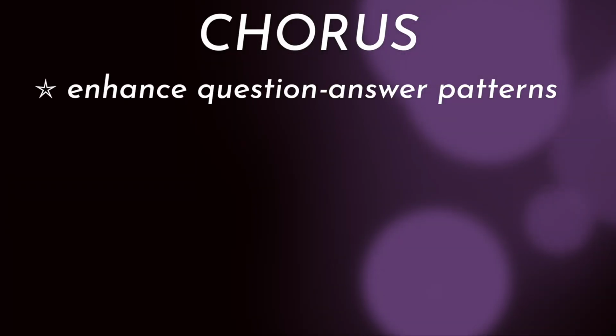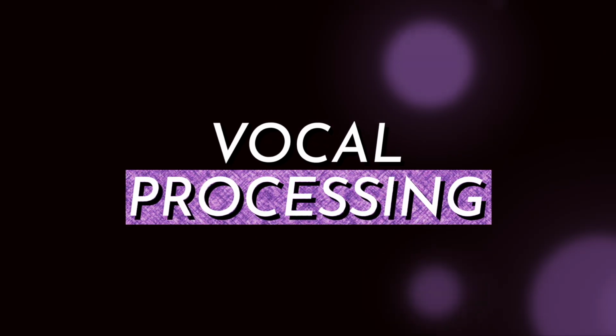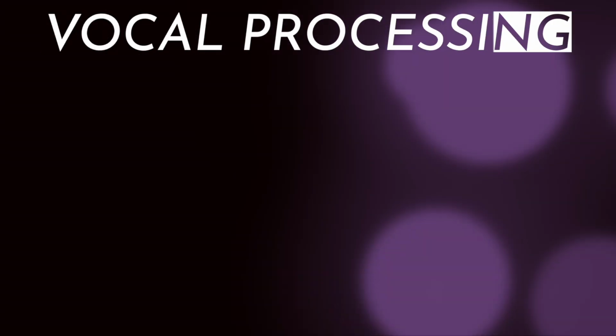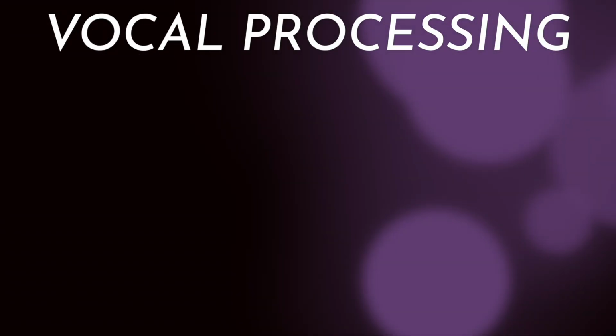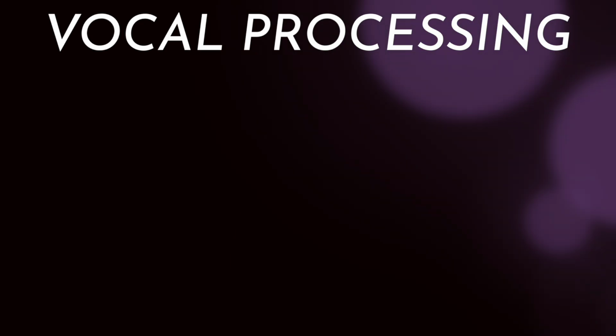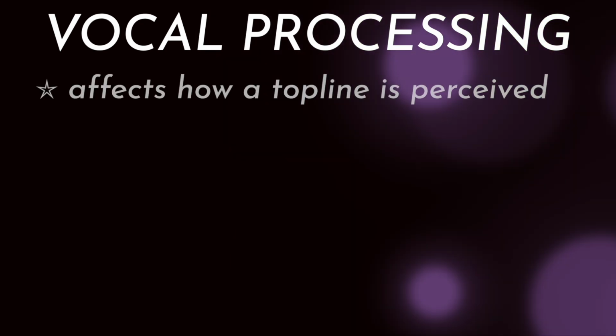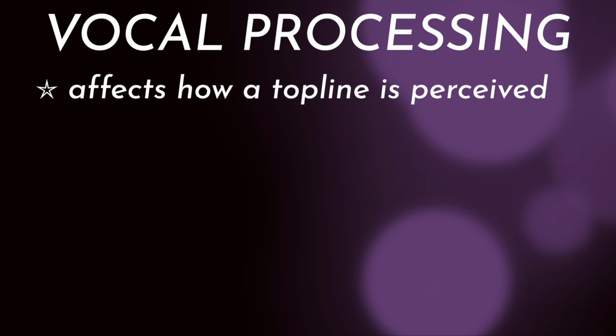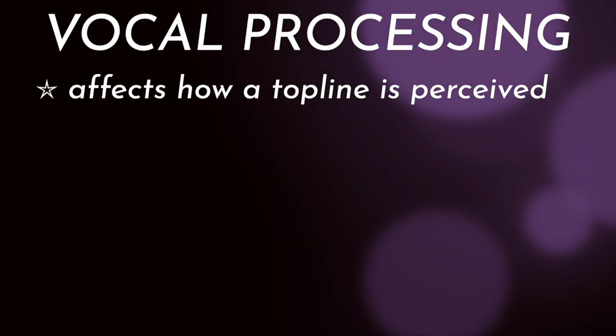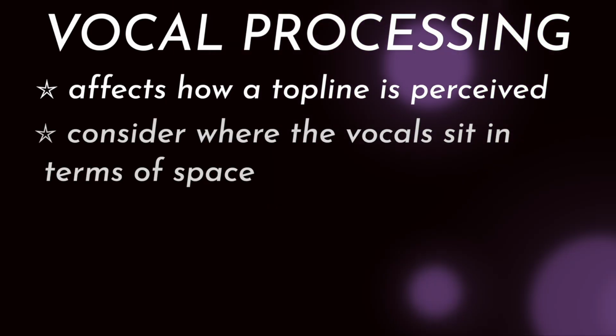But there is one more aspect of vocal production which we can't ignore here. This is truly a huge topic which deserves its own series, but we can't not mention it here too. The way we choose to process our vocals will vastly affect how we perceive a full vocal arrangement and a whole song. We said earlier that we should think about vocal arrangement in terms of space.